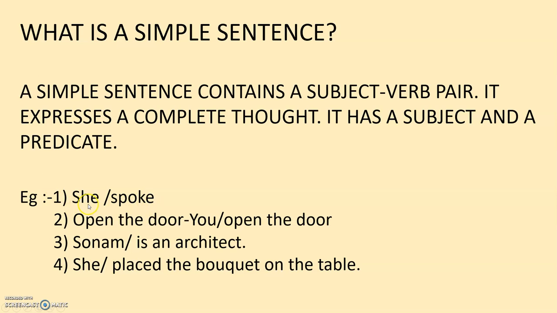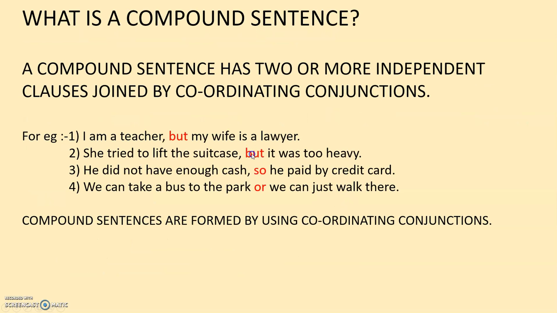She spoke. Subject, predicate. Okay, open the door. Here there is no subject, so you have to presume that there's a subject, you. You open the door. So you, subject, open the door, predicate. Sonam is an architect. Subject, Sonam, is an architect, predicate. She placed the bouquet on the table. She, subject, placed the bouquet on the table, that is predicate. So you can notice the verb here. It's one finite verb. Spoke, open, is, placed. Alright. So these are simple sentences.